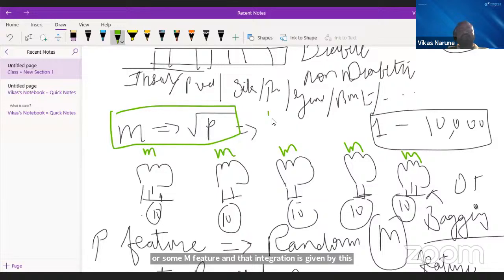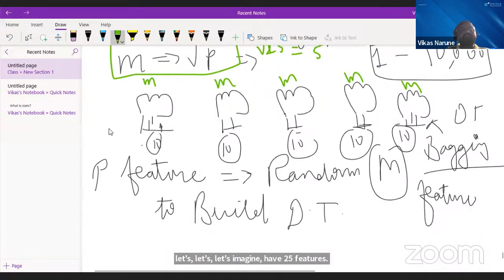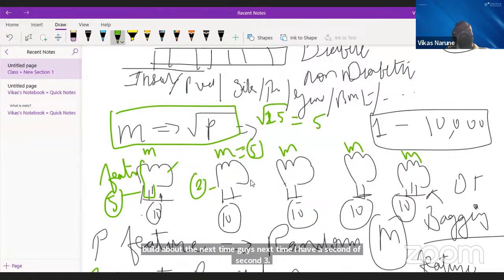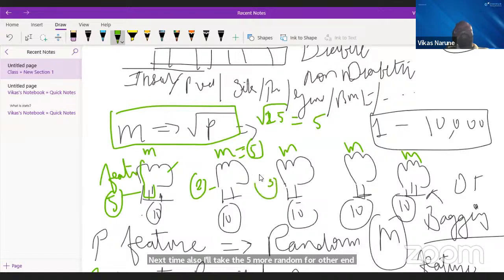Let's imagine I have 25 features. The root of 25 is 5. So every time I take a combination of 5 randomly chosen features, and those 5 features become my decision tree's features, and I build one tree. Next time I take another random 5 features and build a second tree. Then a third tree, fourth tree, fifth tree, and so on.